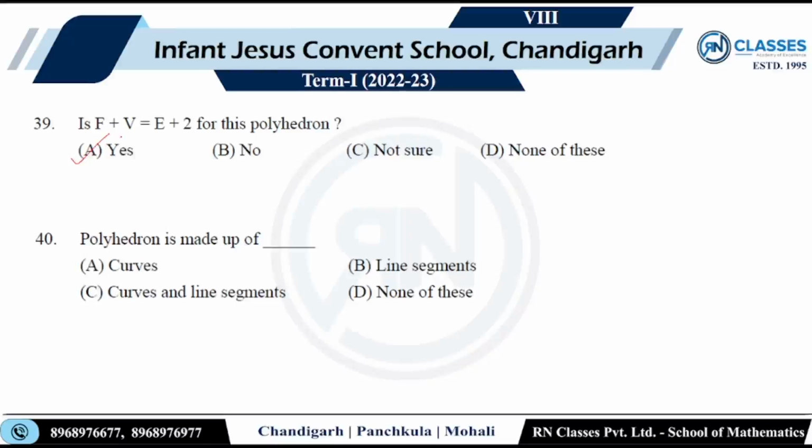नेक्स्ट इज f plus v is equal to e plus 2 for this polyhedron? Yes, ये फॉर्मूला तो करेगा ही करेगा. Polyhedron is made up of curves, line segments, curves and lines. यार कर्व्स कहां से आ गई? कर्व्स तो हो ही नहीं सकती, लाइन सेगमेंट से ही बना है. आंसर इज बी. लेट्स मूव ऑन टू सेक्शन बी नाउ.